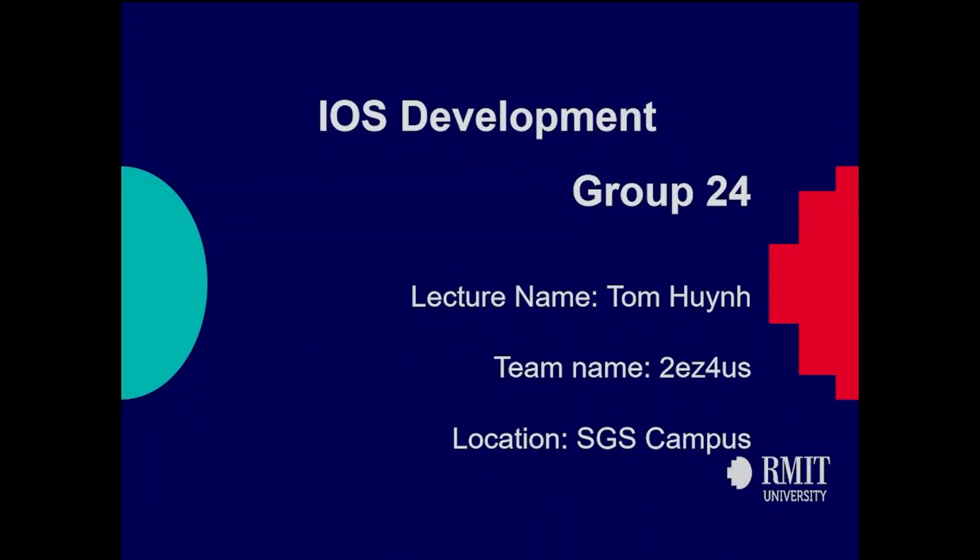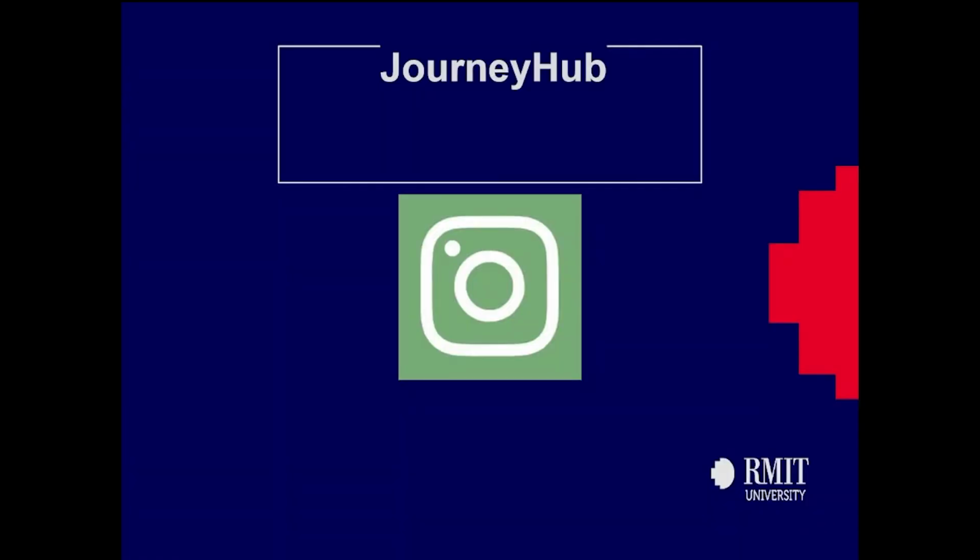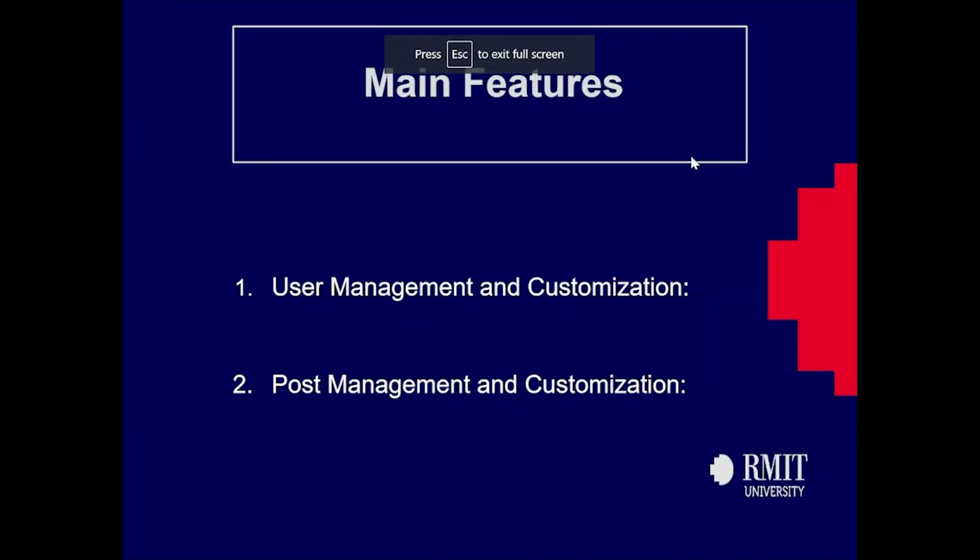We are group 24, with the lecturer Tâm Huỳnh, and our team name is 2ez4us, located at Saigon campus. Our team members are Võ Cái Minh, Trần Tấn Kiệt, Trần Huy Khánh, myself, and Lương Gia Bảo. Our group project logo takes the idea from Instagram, and the name is Johnny Hub. Now we talk about the main features.